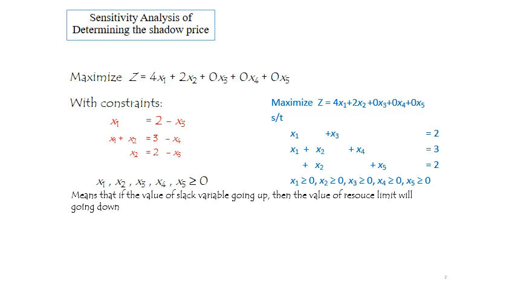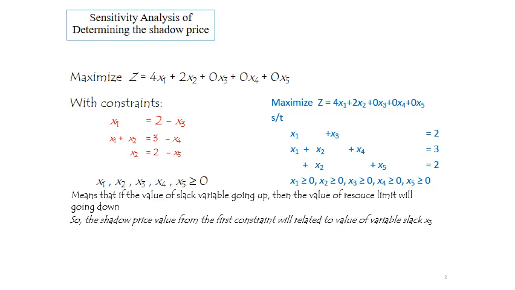So we can see that if the value of the slack variable goes up, then the value of the resource limit will go down. What does it mean? If you put the x3 value as 0, then the x1 value will be 2. But if the x3 value goes up, like if you put the x3 value as 1, then the x1 value, as the natural resource limit, will go down by 1. And then if you put x3 as 2, then the x1 will go down to 0.